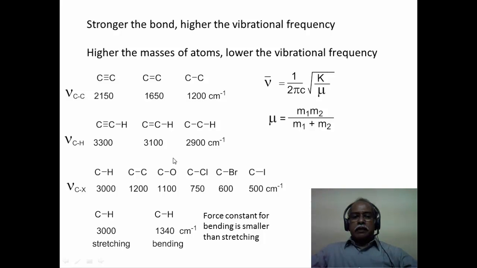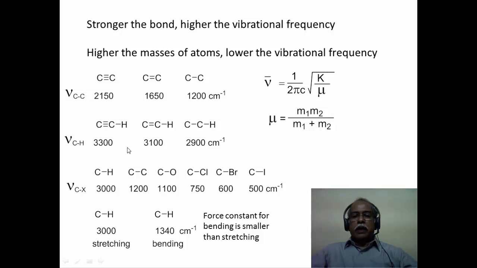Now, if you consider the CH bond strength of an acetylenic bond compared to an olefinic CH bond and an alkanic CH bond, once again the CH bond of the acetylenic system is much stronger than the CH bond of the olefinic system compared to the CH bond of a paraffinic system. So that is also reflected in the stretching frequency being higher for the acetylenic CH compared to an olefinic CH, which is 3100, compared to an alkanic CH, which is 2900 inverse centimeter.